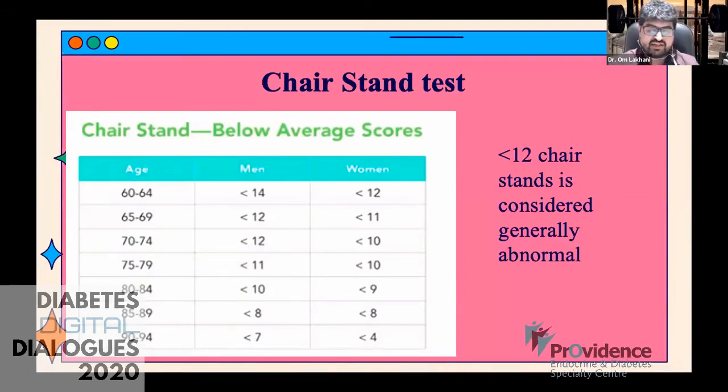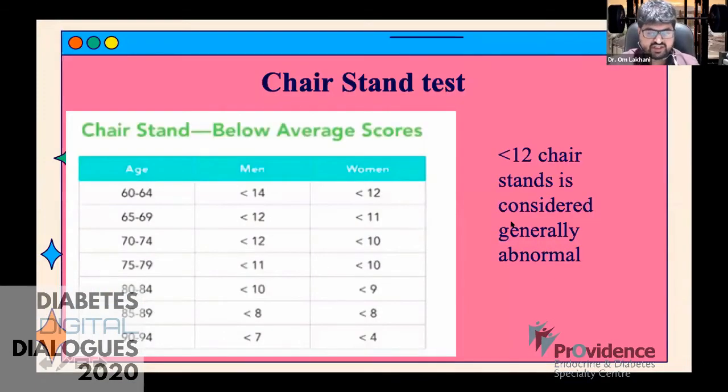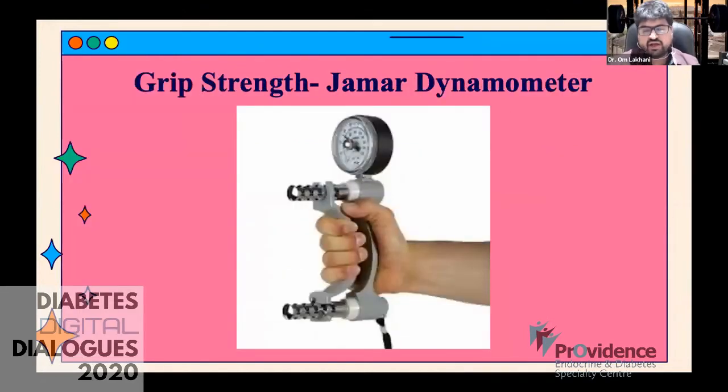The cutoffs depend on the age, of course, but generally speaking, less than 12 is considered abnormal. In a typical median score, if it's less than 12, you should consider that to be abnormal. So again, if you're sitting in the chair, get up, do it, and tell me how much it is. You can use slightly more equipment if you want.